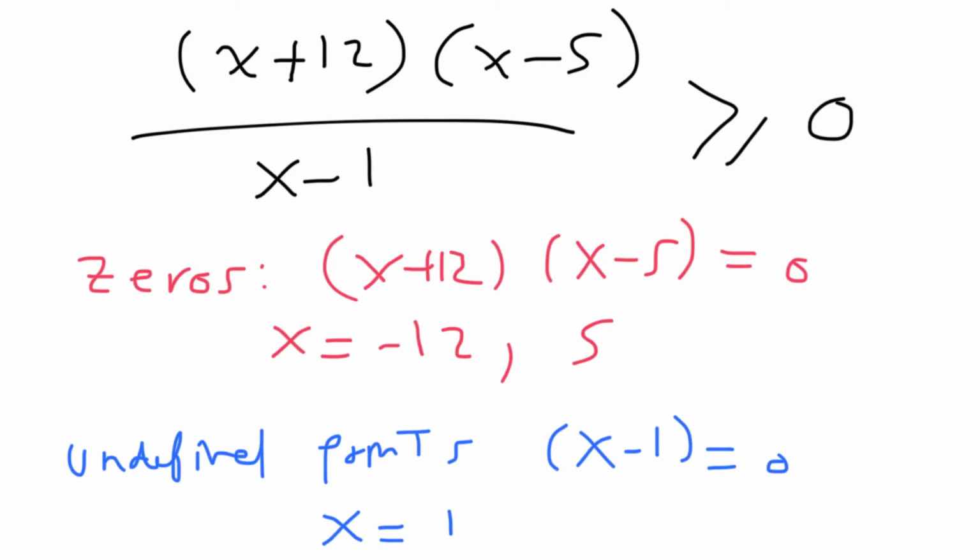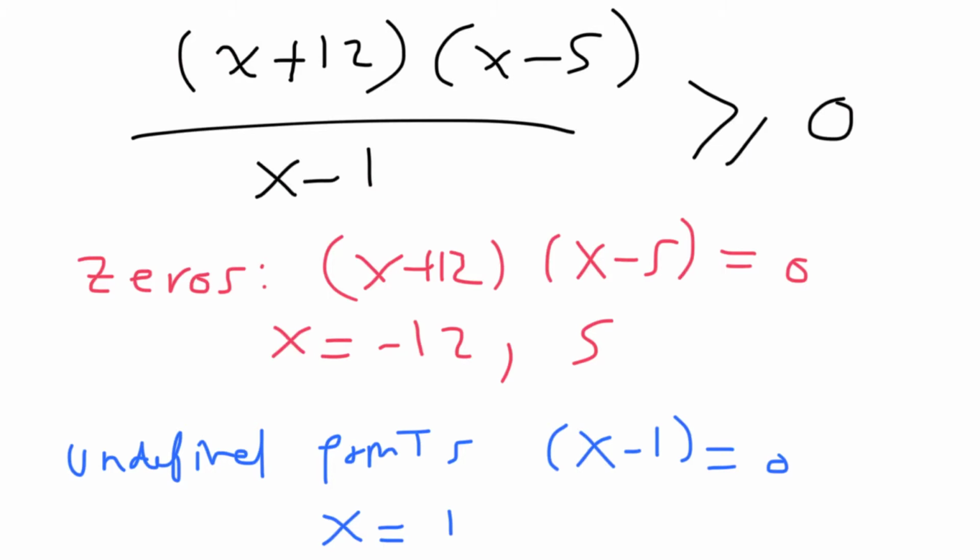So I have these two different types of critical points, and around these critical points the sign of this expression will change. Before it can be positive, after it becomes negative. Sometimes it doesn't change, but usually it changes around these critical points: -12, 5, and 1. So let us see what will happen to the sign of this expression before and after these critical points.